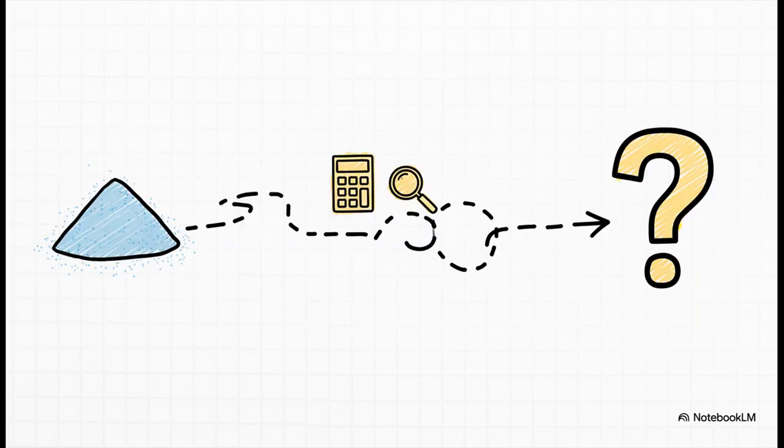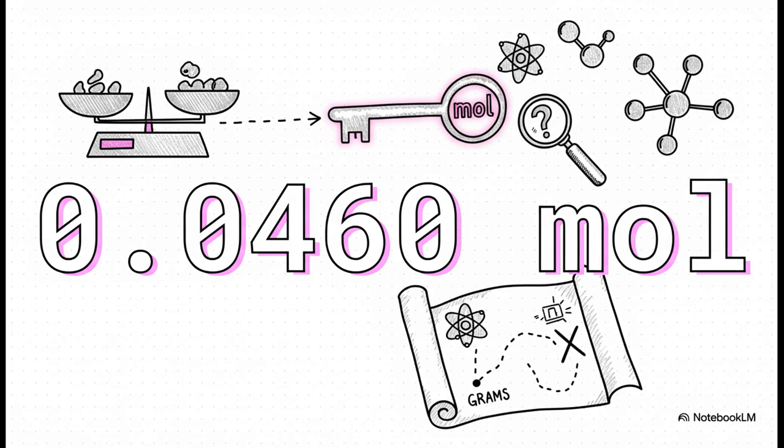So after running the numbers on our evidence, converting those grams of oxygen to moles and applying our reaction ratio, we get a really critical piece of information about our mystery compound XZ. We find out it produced precisely 0.0460 moles. Now, I know that number might not look like much, but in chemistry, believe me, it's a golden ticket.